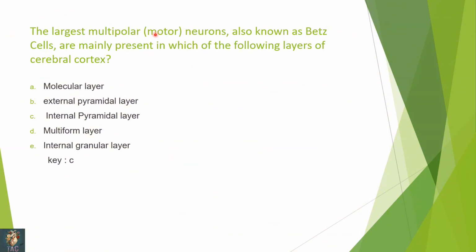The largest multipolar neurons, also known as Betz cells, are mainly present in which of the following layers of the cerebral cortex: molecular layer, external pyramidal, internal pyramidal, or multiform or internal granular? So we know the internal pyramidal layer is layer number 5, which contains large multipolar motor neurons called Betz cells. So C is the correct option.